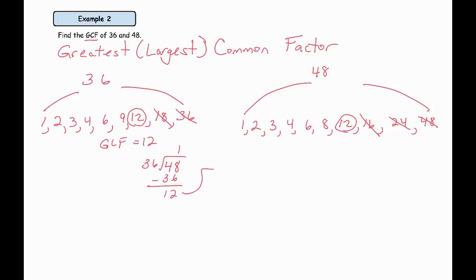Now, we're going to make that remainder our new divisor, and we're going to divide it into the 36 we started with. 12 goes into 36 3 times. Now, 12 times 3 is 36. We now have a remainder of 0. Once that happens, the last divisor that gives us a remainder of 0 is the GCF. So the GCF of 36 and 48 is 12.